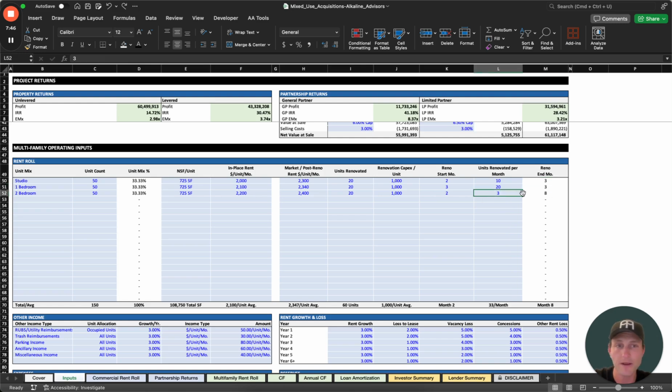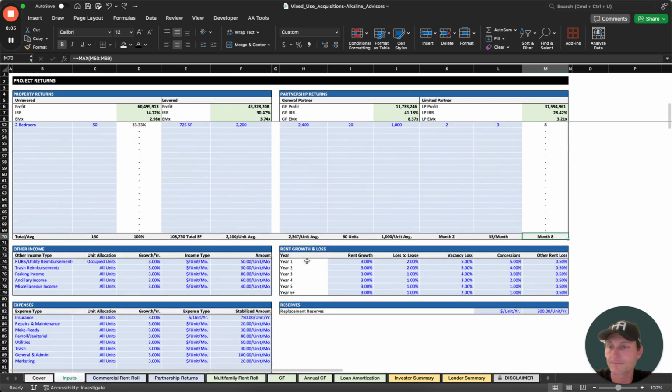Whereas for the 2 bedrooms, we say we're going to renovate 3 units a month starting in month 2. So our final month of renovation is going to be month 8. So in this scenario, we're going to say that we are stabilized in month 8 because we're assuming that's when all of our units are back online at the market rate after renovation.